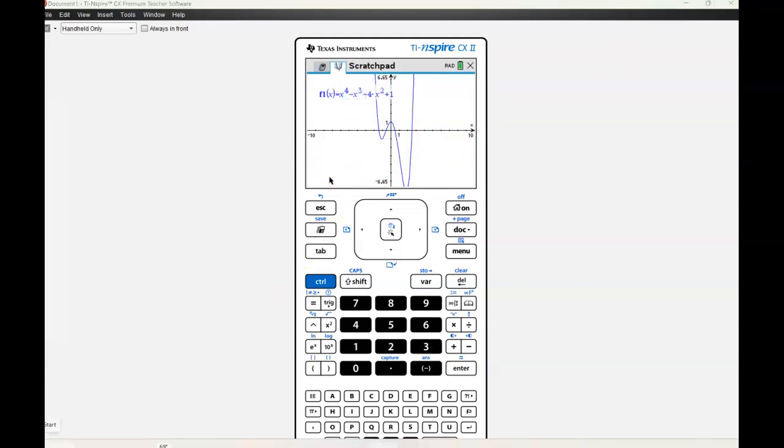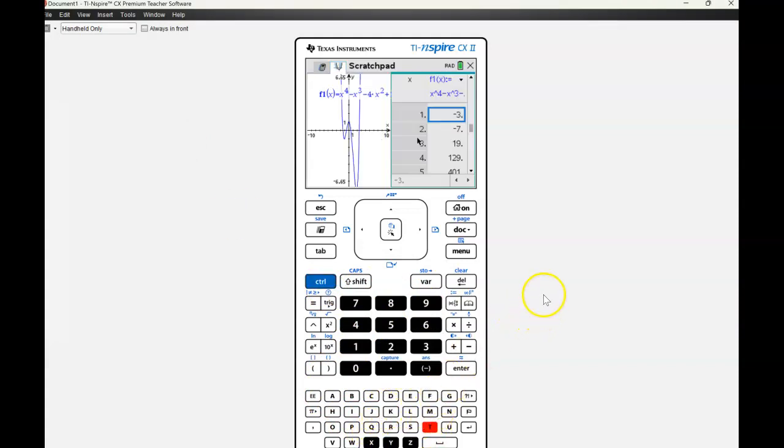Okay, take a look up here for a minute. Once you have this graphed, look at what you can do. Everybody look up here. So we're going to press Control, and we're going to press T. That gives you a table right over here.